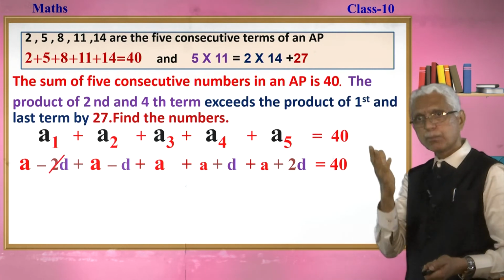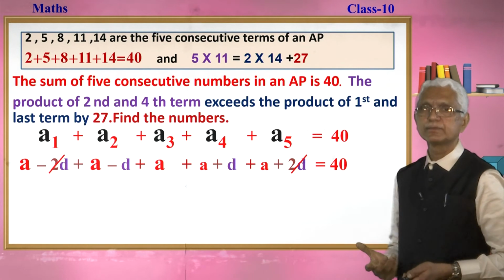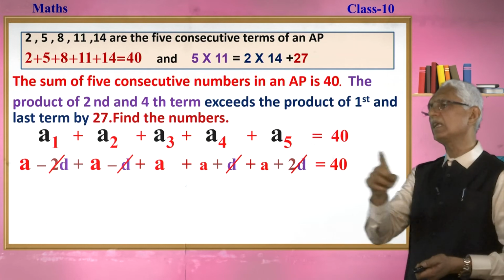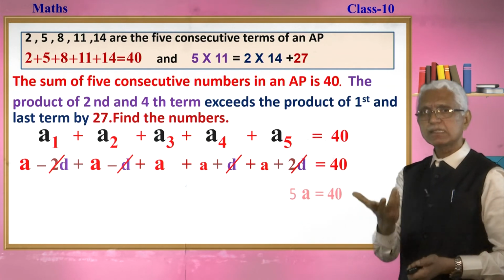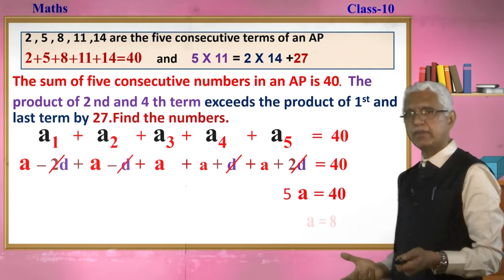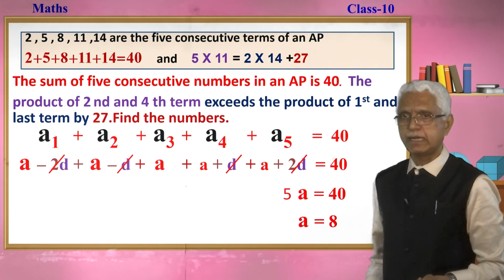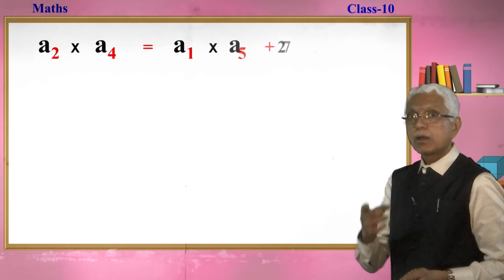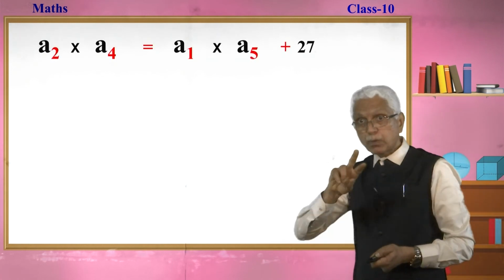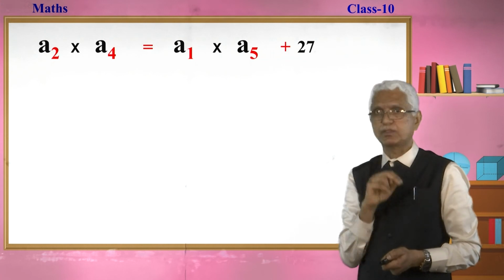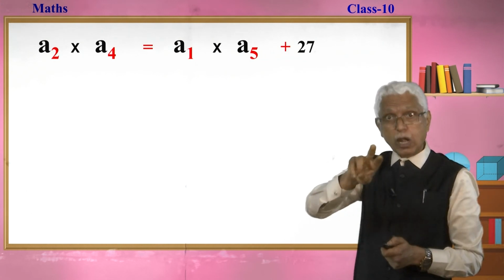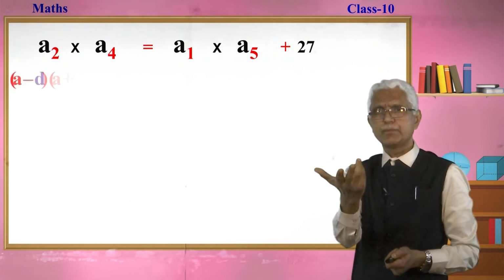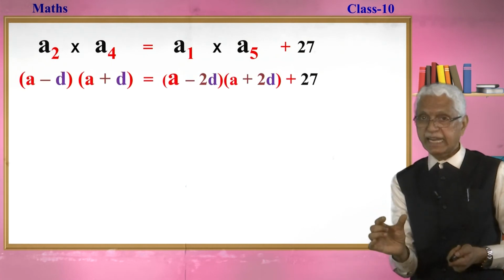Minus 2d plus 2d gets cancelled. Minus d plus d gets cancelled. You are only left with a. How many a's? You check and you add. It is 5a. 5a is equal to 40. A is equal to 40 divided by 5. A is equal to 8. You have got a as 8. Please check what have they given. The product of the second and the fourth is equal to the product of the first and the fifth plus 27. Okay, the mere substitution. What was the second term?